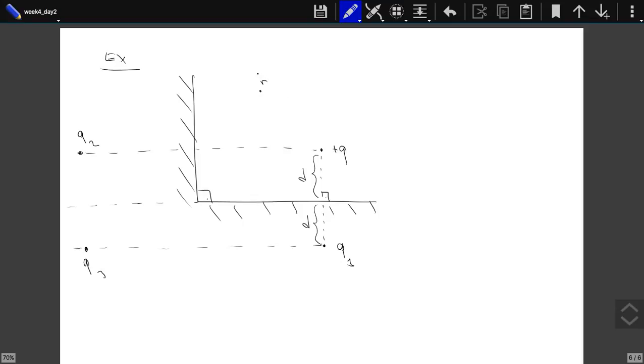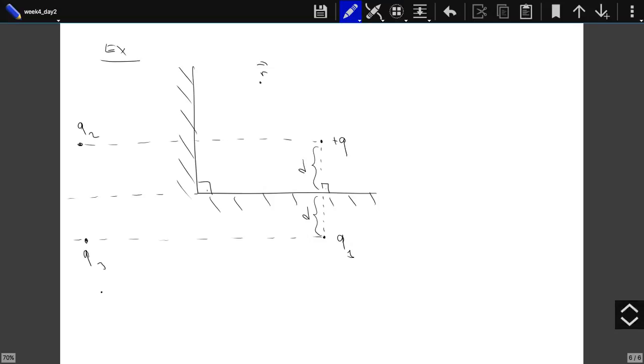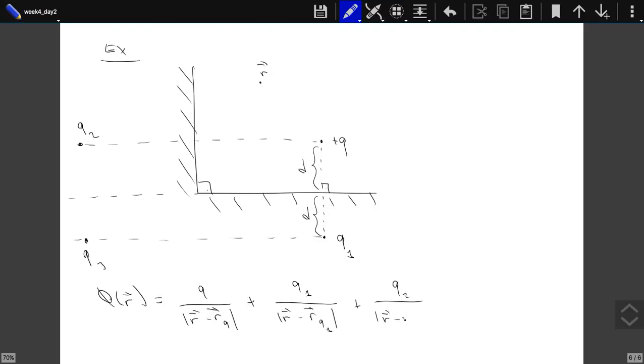So let's write the potential over here at the point R. Phi at the point R will be equal to, let's say, Q over |R minus R_Q| plus Q1 over |R minus R_Q1| plus Q2 over |R minus R_Q2| plus Q3 over |R minus R_Q3|. This is my claim. This should be the potential at any R, right?